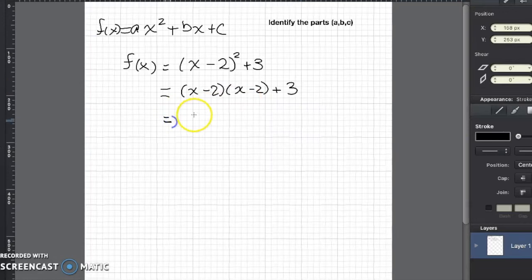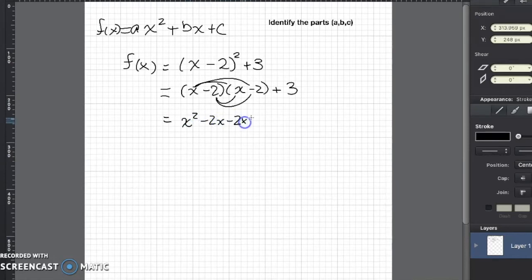Okay. And again, we still do multiplication before we do addition. So I'm going to use the FOIL method or whatever I need to do to expand that out. So that's going to give me an x squared minus 2x minus 2x plus 4, and then that 3 comes down.